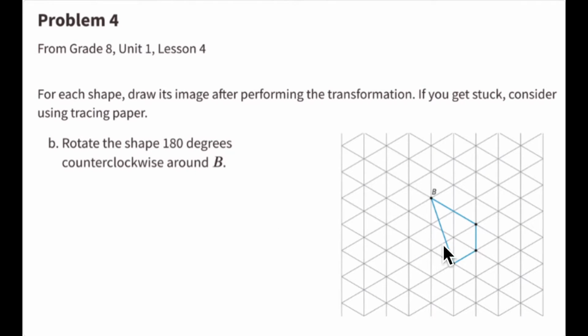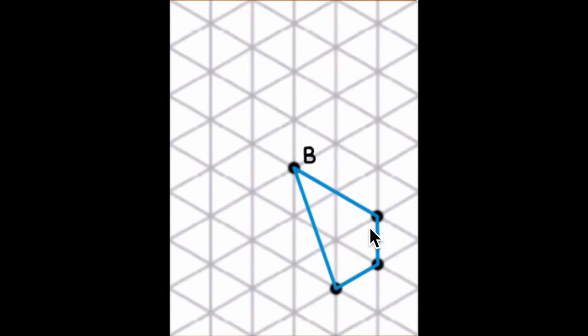For B, you are to rotate this image 180 degrees counterclockwise around point B. To rotate this image, I'm going to move these 3 points to their corresponding positions along a straight line. That is 180 degrees. So if I take this point, I'm going to count 1 unit, 2 units to get to this point. And I'm going to rotate these counting marks 180 degrees counterclockwise. So this is rotating 180 degrees counterclockwise.